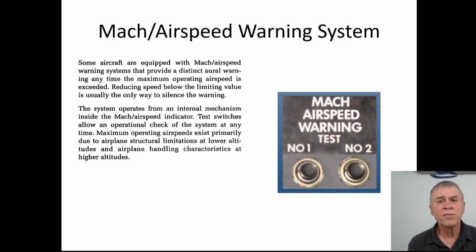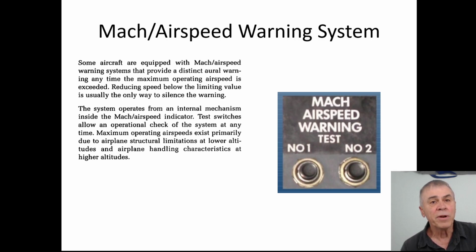Mach airspeed warning system. These things are not that common. Hardly any of the systems. Just to find an illustration which matches up with the system has been a challenge. Some aircraft are equipped with the Mach airspeed warning systems that provide distinct aural warnings anytime the maximum operating airspeed is exceeded. Reducing speed below the limiting value is usually the only way to silence the warning. Kind of like your seatbelt warning in the car.